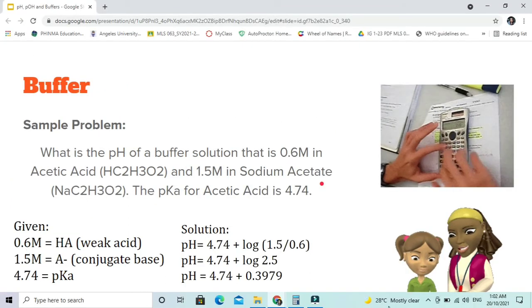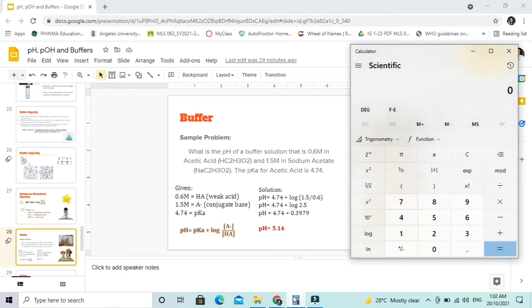So, sige, try ko sa CalQ para makita nyo kung ano talaga yung ginagawa. So, di ba, ang unang ginawa ko dyan, 1.5 divided by 0.6, 2.5. Log ko yan. Logarithm of 2.5 is equals to 0.3979 plus 4.74. Final answer is 5.137 or 5.14. And that is the solution to this question.